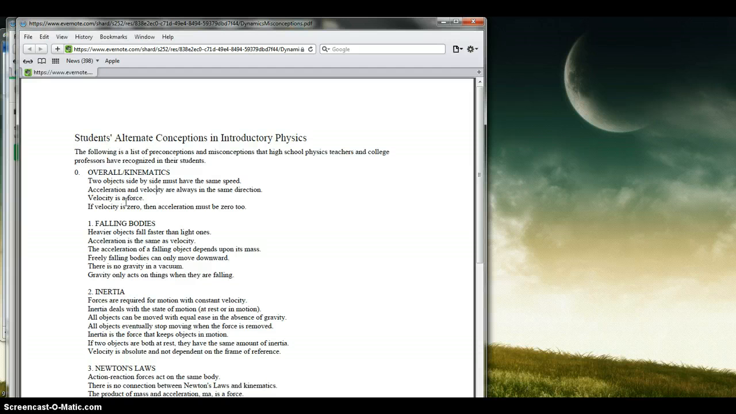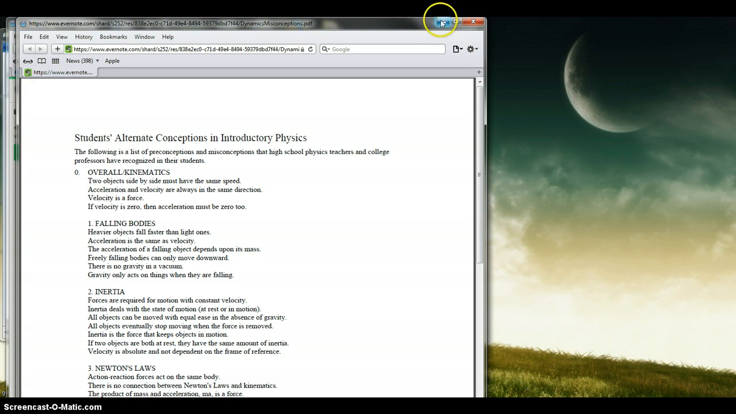It doesn't cause motion, but it is motion. Velocity doesn't cause motion, but it is motion. That's one way to say it. And there's another misconception that says if velocity is 0, then acceleration must be 0. That's completely untrue. For instance, take when you throw a ball in the air.